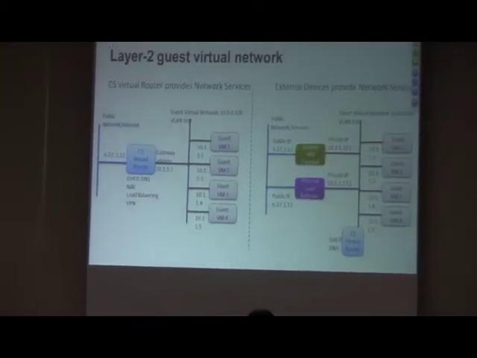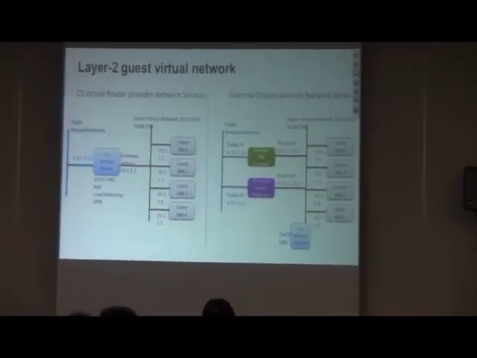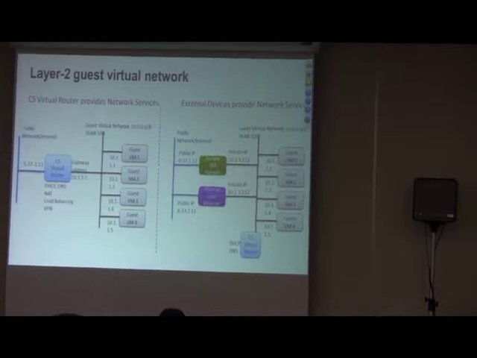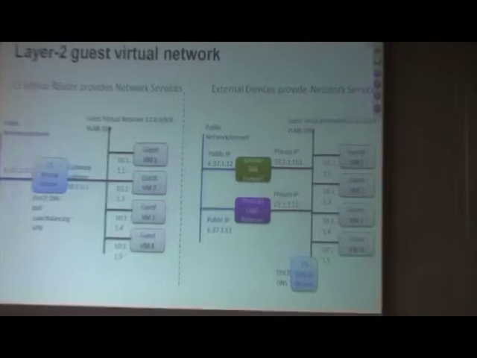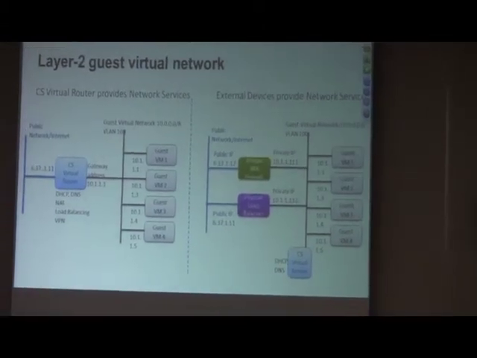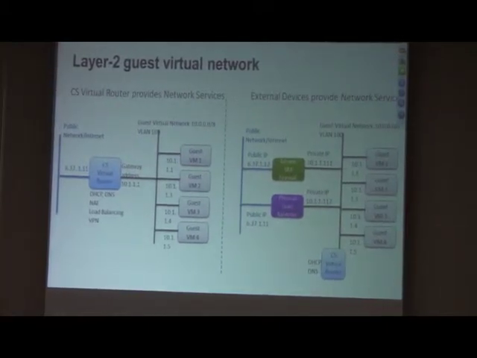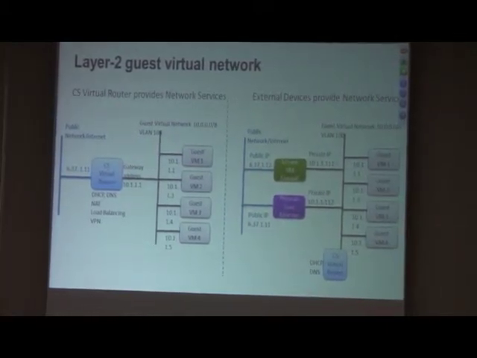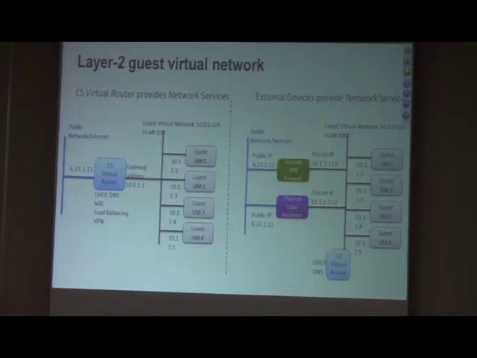We also support layer 2 guest networking, and in this case all the guest networks are isolated by VLAN, and they can specify their own IP address scheme. When they need to go out to the public internet, they will go through CloudStack's virtual router. But at the same time, if the administrator believes that the virtual router is not performant enough, they can switch over to using a hardware firewall like the SRX, or use physical load balancers such as Netscaler.